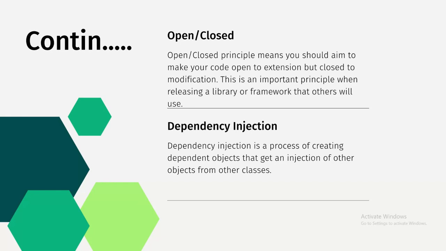So this, they said, is also an important principle when you are building a library or a framework that others need to work on. Then the last one is dependency injection. Dependency injection here is a process of creating a dependent object that can get injection of other objects from another class. Let me give you a scenario where dependency injection can work.